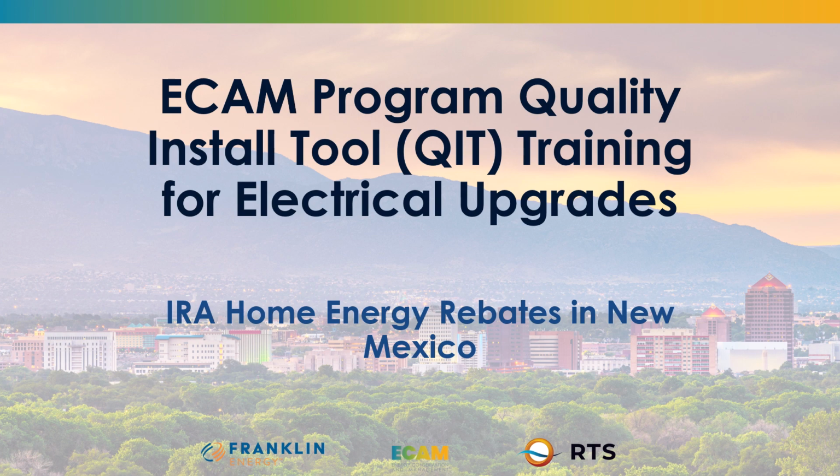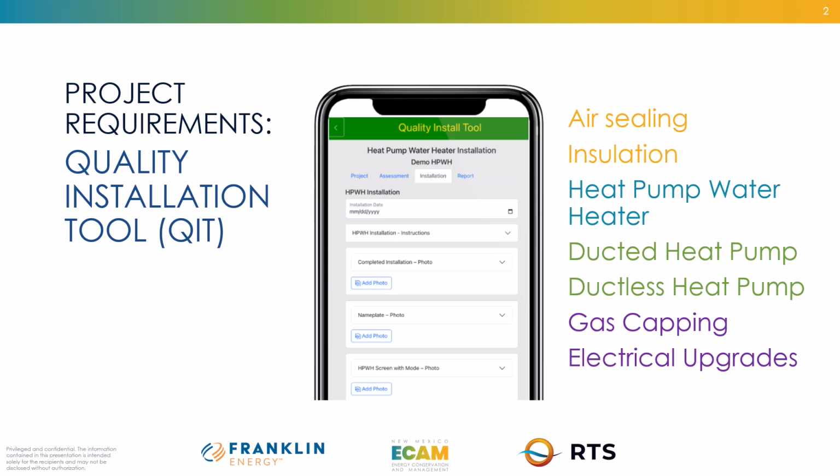This short webinar will cover detailed instructions for using DOE's Quality Install Tool, or QIT, when completing an electrical upgrade. Several qualifying improvements will require the use of the PNNL Quality Install Tool. Today we will focus on the requirements for electric wiring and electric service panel load upgrades. All qualifying appliances must be Energy Star.